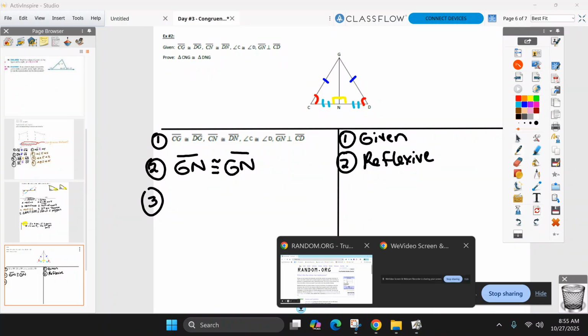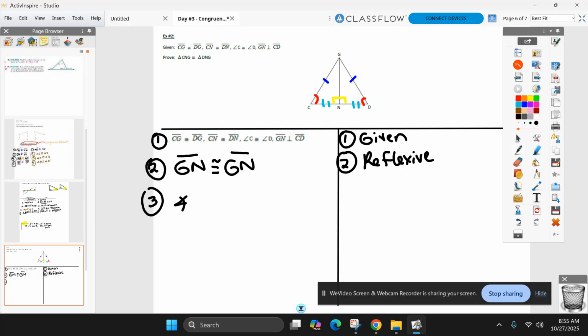So I need somebody else here. Cadence, you just did it. Can you do it again for me? Where are the right angles? Angle GNC, and the other one? GND, thank you. Are right angles.